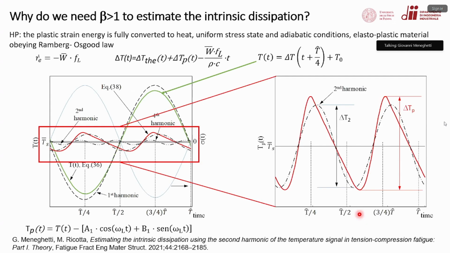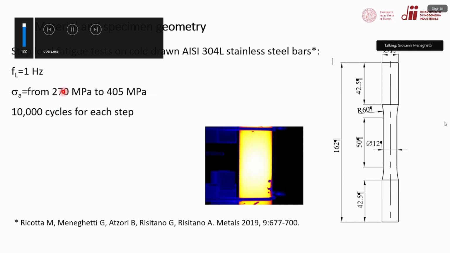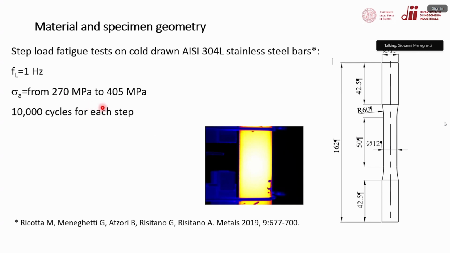So with that in mind, we did some experiments in our lab. We considered some round specimens made of stainless steel, a 304 low carbon steel. We applied different stress amplitudes, starting from 270 up to 405 megapascal. We achieved the stabilization in more or less 10,000 cycles. So we performed 10,000 cycles at the first stress amplitude, then we increased the stress amplitude to the second step, and so on until 405 megapascal.